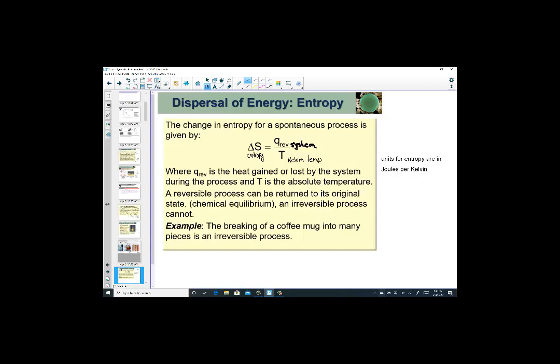So the change in entropy for a spontaneous reaction, write this down, you'll need to know that formula. The change in entropy, delta S, is given by Q of the system, that's Q for heat, divided by the Kelvin temperature. Now, just so you know, entropy is typically given in joules per Kelvin mole. And so you would have joules per Kelvin in that relationship.